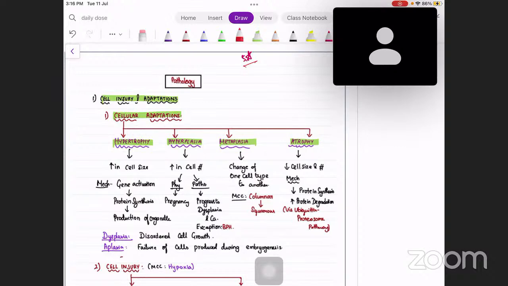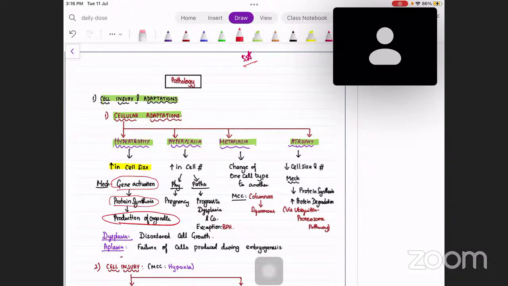Okay, what is meant by hypertrophy? Increase in cell size, people. Increase in cell size is so called hypertrophy. How does the cell increase its size? One is via gene activation. Activation of genes could result in protein synthesis, and more protein means more production of organelles, so the size of the cell will increase.